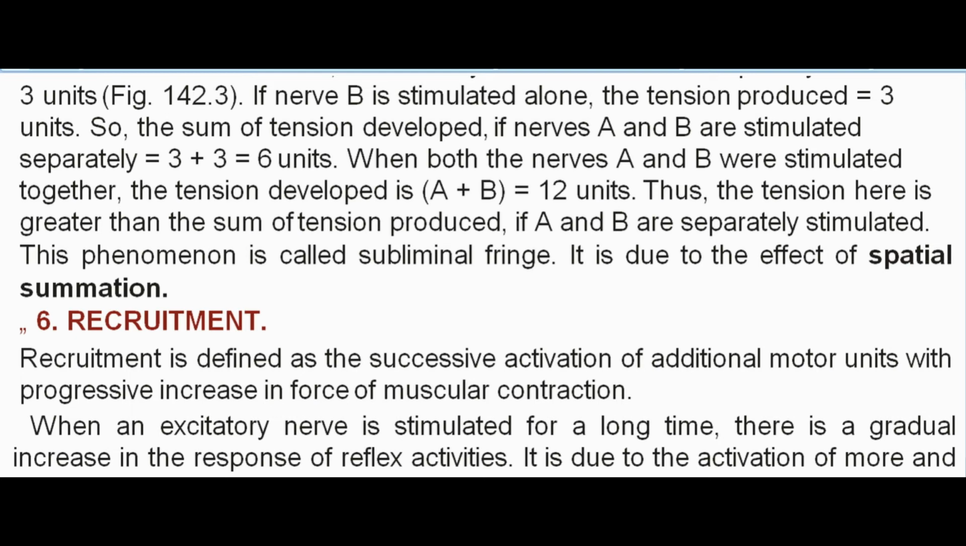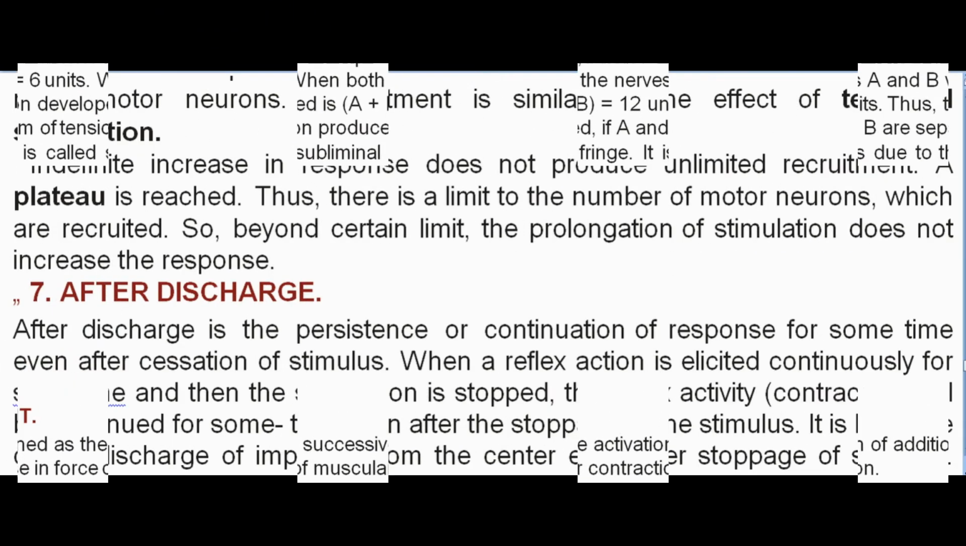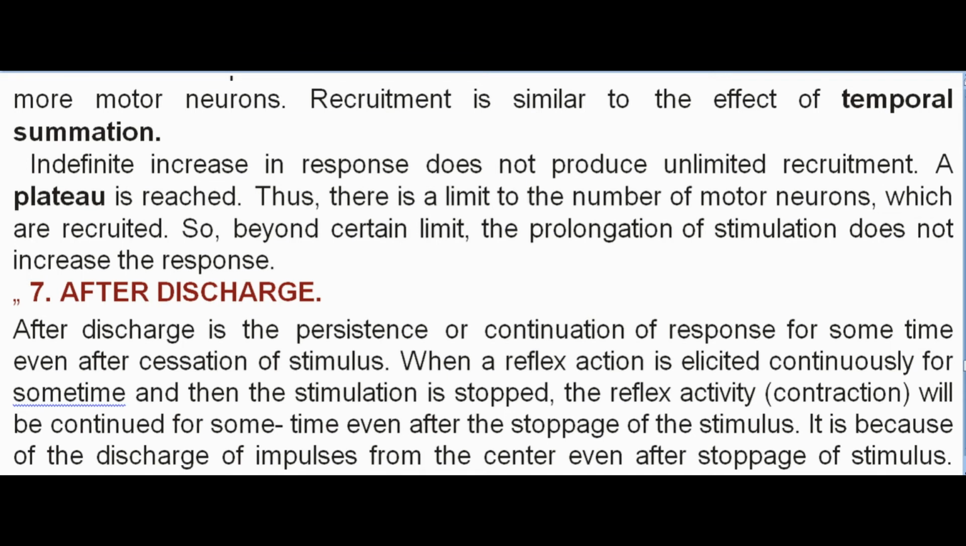When an excitatory nerve is stimulated for a long time, there is a gradual increase in the response of reflex activities. It is due to the activation of more and more motor neurons. Recruitment is similar to the effect of temporal summation. Indefinite increase in response does not produce unlimited recruitment. A plateau is reached. Thus, there is a limit to the number of motor neurons which are recruited. So, beyond a certain limit, the prolongation of stimulation does not increase the response.